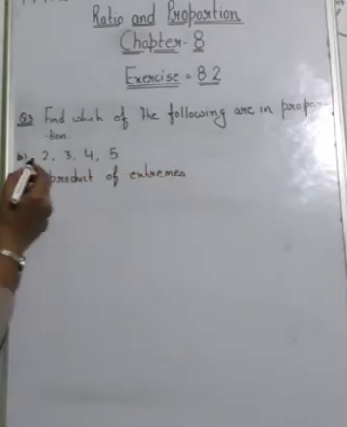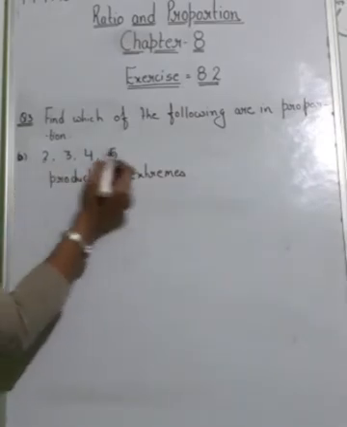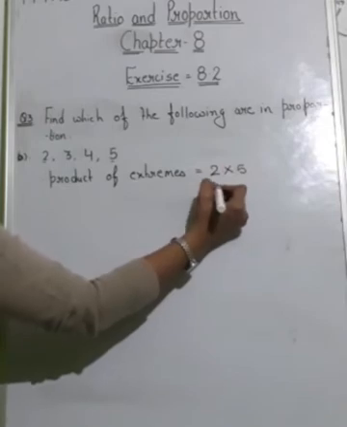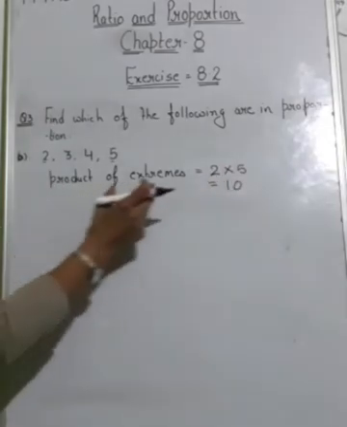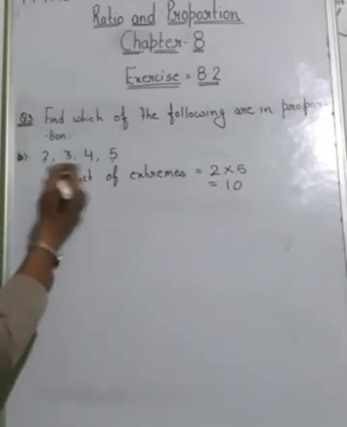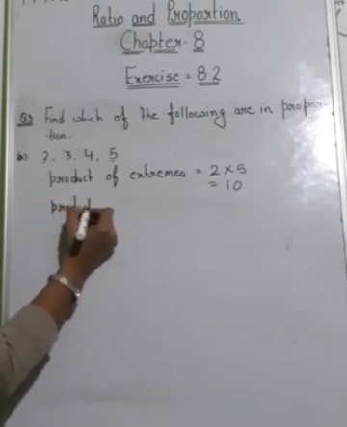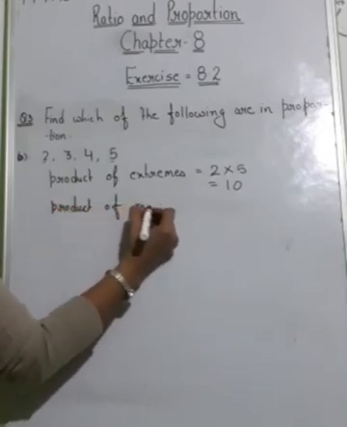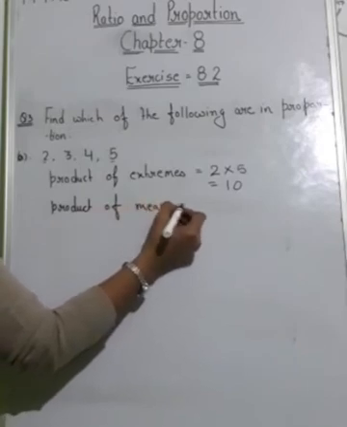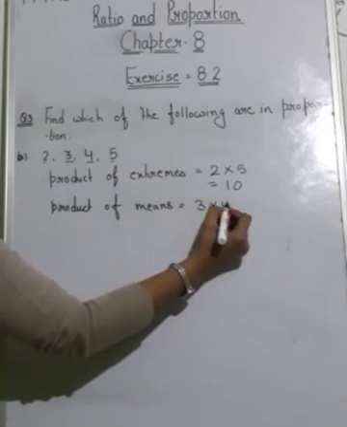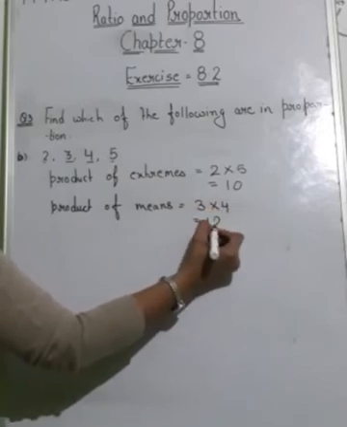So what are your extreme terms? I told you the corner ones, so 2 and 5. So you will write 2 into 5. 2 5s are 10. So your product of extremes is coming 10. Now you find the product of means. So you will write product of means. Okay. Now what are your mean terms? 3 and 4. So you will write 3 into 4, and 3 4s are 12.